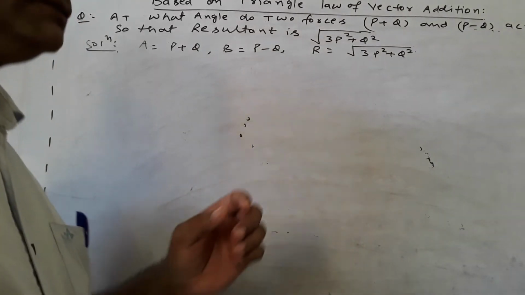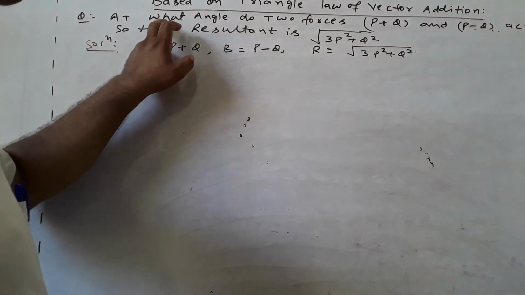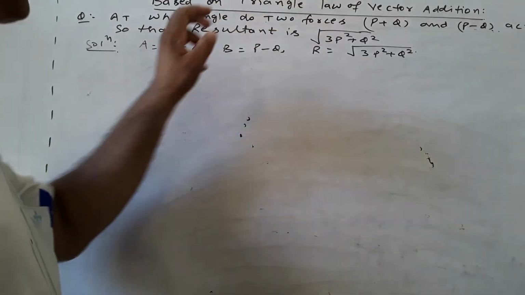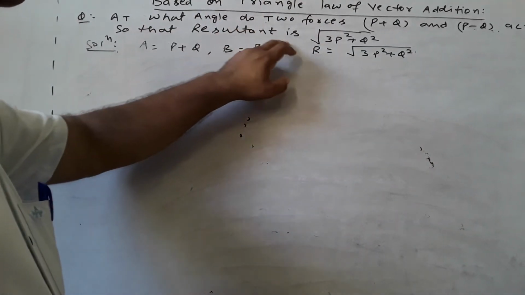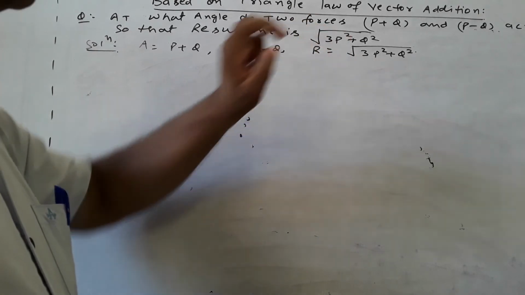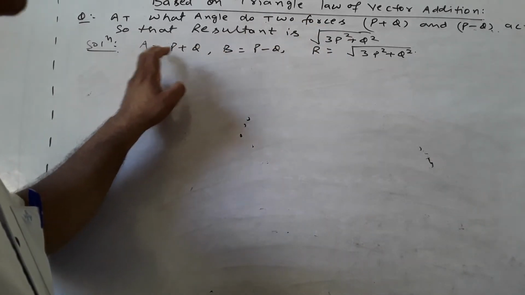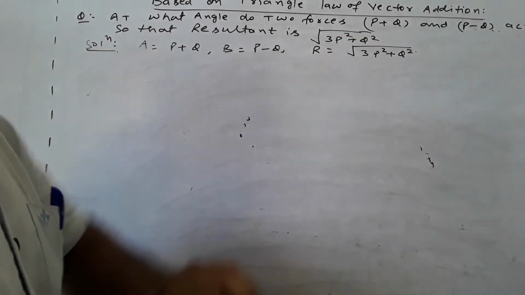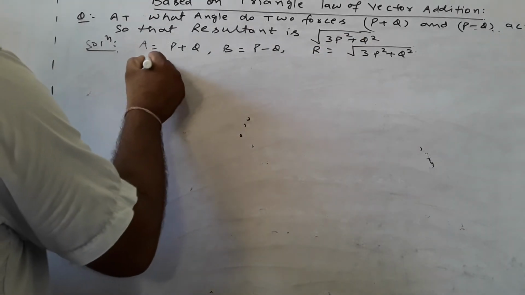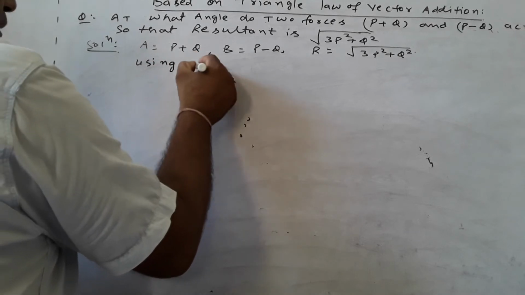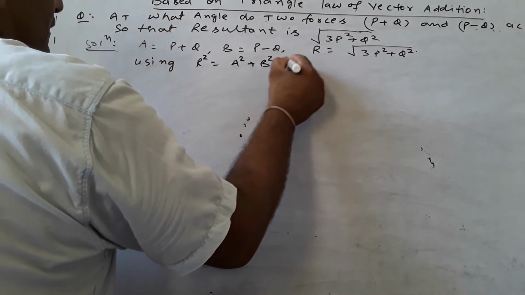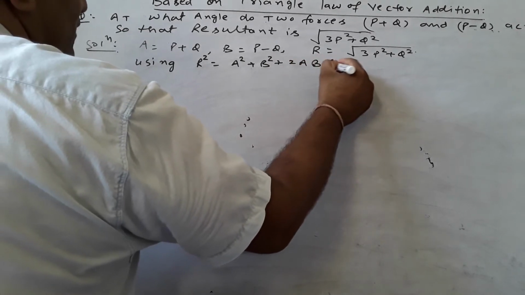In the next question, at what angle do two forces P plus Q and P minus Q act so that the resultant is under root 3 P square plus Q square? A is P plus Q, B is P minus Q, R is under root 3 P square plus Q square. Using R square equal A square plus B square plus 2AB cos theta.